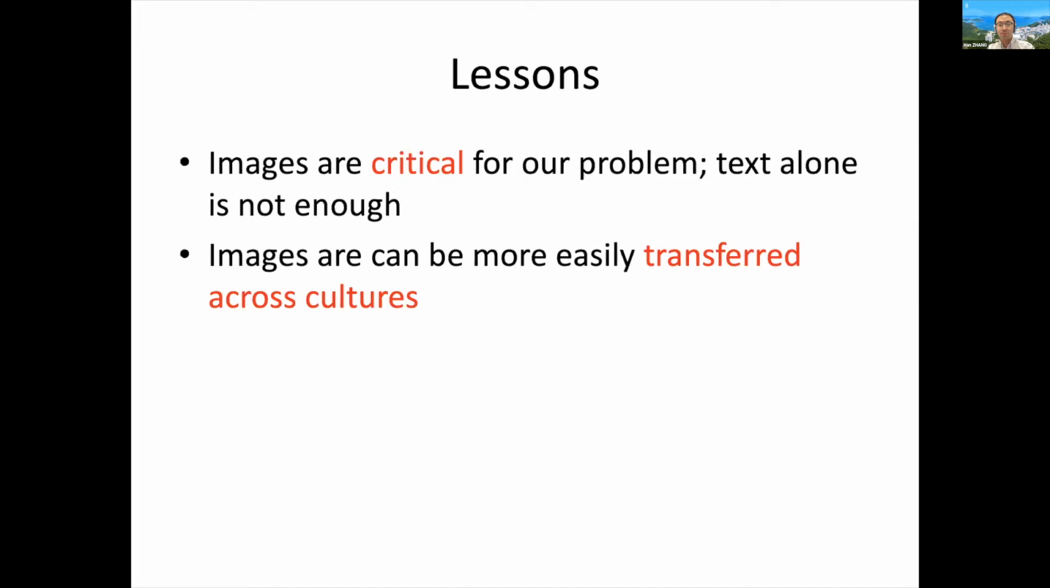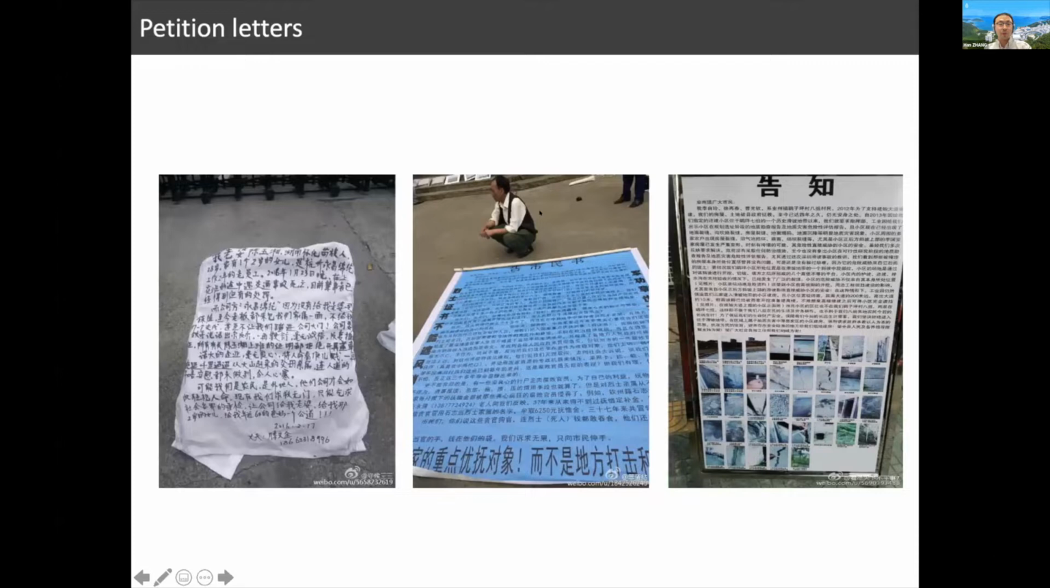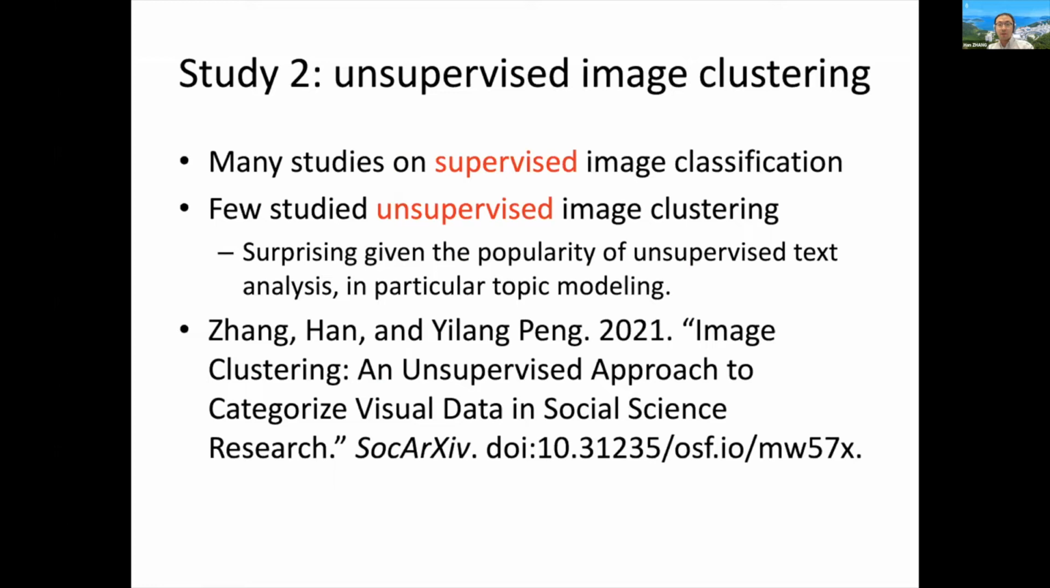Okay, so that's one study I've done. And the second study is a more recent one. We realized that there are a lot of studies on supervised image classification in the past, perhaps five years. There are not many studies on unsupervised image clustering, which is kind of surprising, since we have all witnessed the popularity of unsupervised text methods, especially topic modeling, and how great they are. This is a current article I have written with my co-author Peng Yilang, who is at Georgia, and it's under review now. This is a methodology article, so we basically discuss how we should do unsupervised image clustering and compare several approaches.